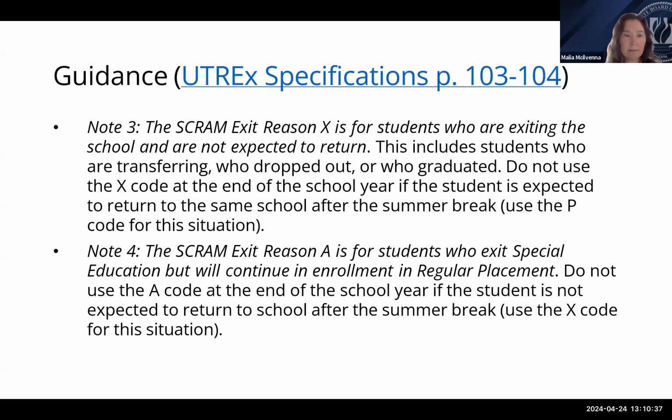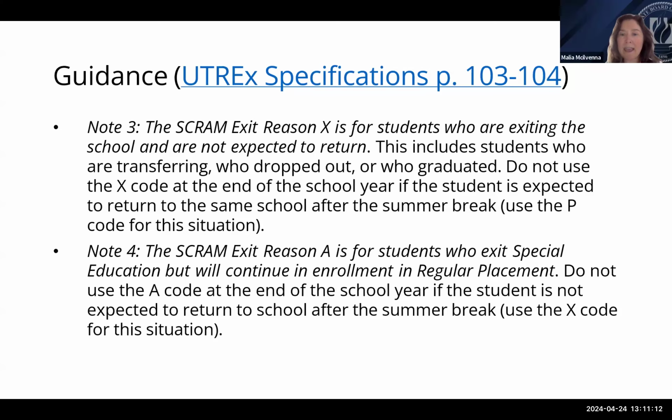So I added some notes to the Utrecht specifications a while ago. In the current version, you'll find them on page 103 and 104. Scrum exit reason X is for students who are exiting the school and are not expected to return. This includes dropouts, students who transfer, graduates. Don't use the X code at the end of the school year if the student is expected to return to the same school after summer break. We have a code for that. That's the P code.